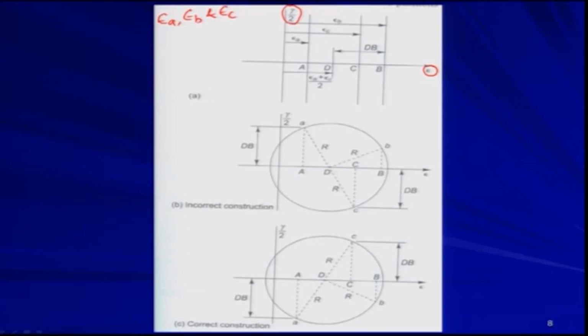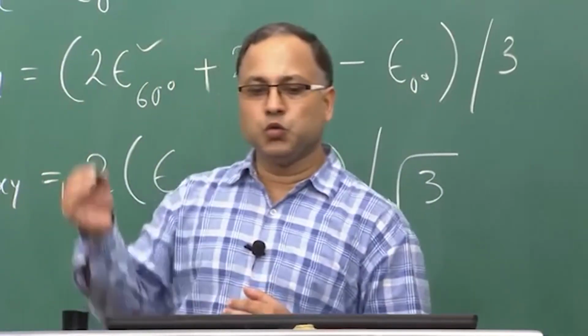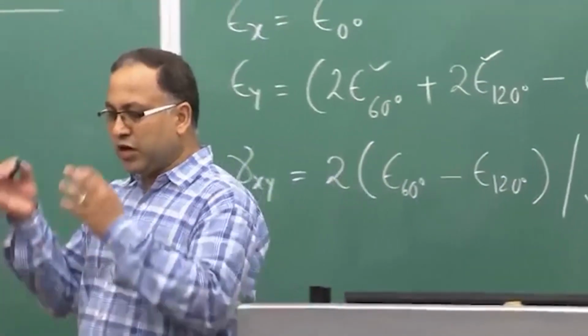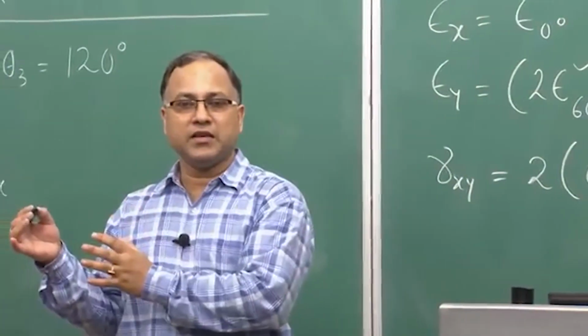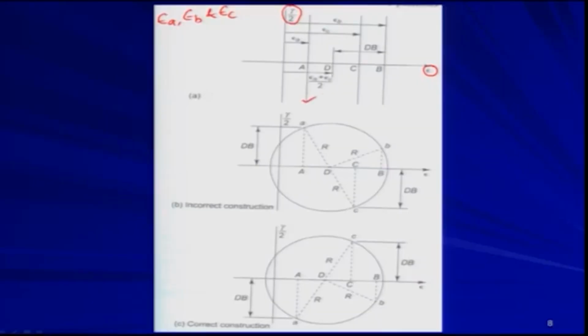Now, these things we are plotting in this space by drawing 3 vertical lines, that means parallel to the gamma by 2 axis. We are drawing 3 vertical lines such that the first line is epsilon A distance away from the gamma by 2 axis. Similarly, this is the second line and this is the third line.